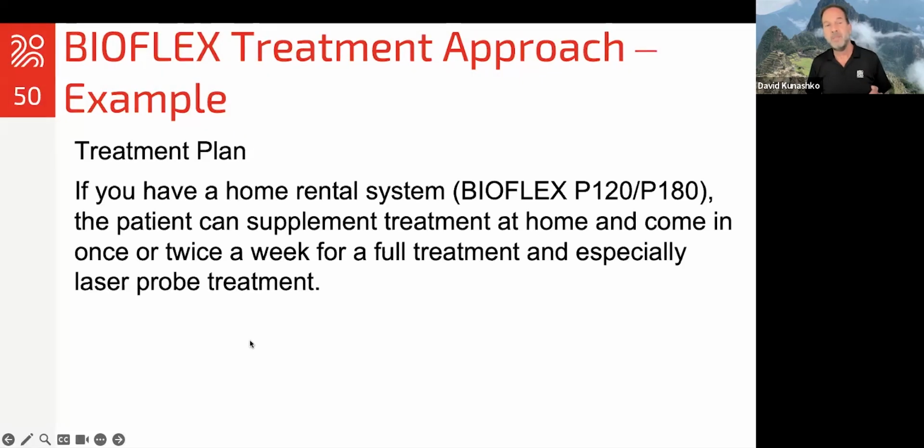Total time frame, it's hard to say how long it's going to take, but it depends on the etiology, right? I've seen patients respond quite nicely in a couple weeks and some that have taken a lot longer than that. So that's important to understand as well.